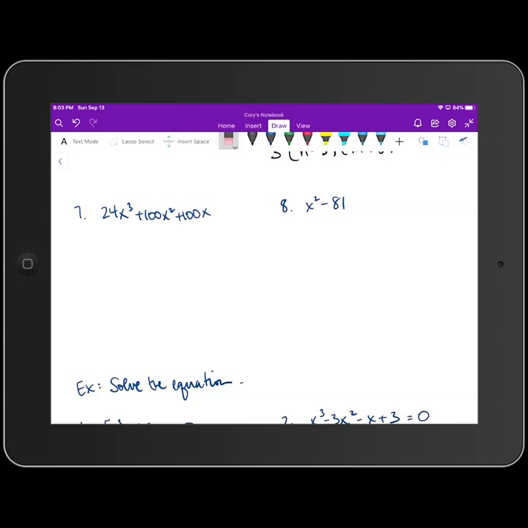All right, so let's continue on with example 7. Again, directions ask us to factor. And when we look here, we see that there is a common factor that all three of the terms share. Not only is there a numeric factor that all three terms share, but there's also a variable factor that they share. So the numeric factor that 24, 100, and 100 have in common is 4. And then the variable factor that x cubed, x squared, and x have in common is x. So when we factor that out from all three expressions, we get 6x squared plus 25x plus 25.